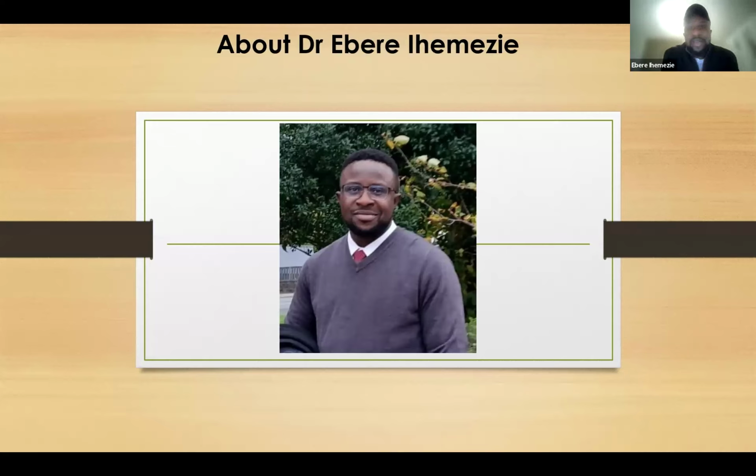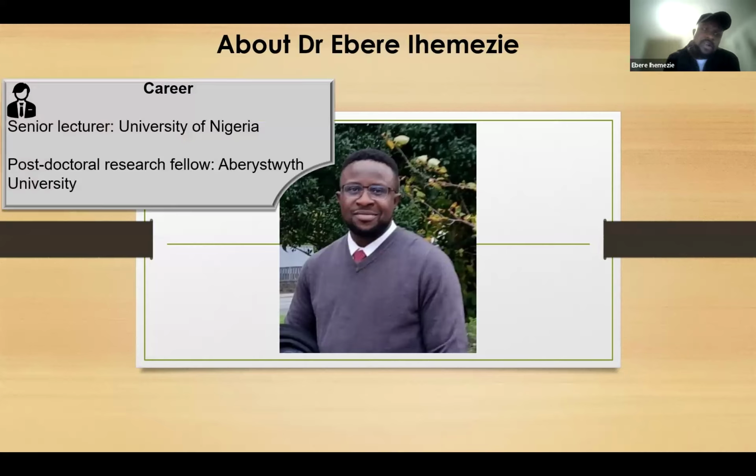My name is Eberechukwu Ihemezie. Currently, I'm a senior lecturer in the Department of Agricultural Economics in the University of Nigeria, Nsukka. I am also currently, of course, on a leave, working as a postdoctoral fellow. Initially I was at Eberechukwu University, but currently now I'm at Imperial College in London.